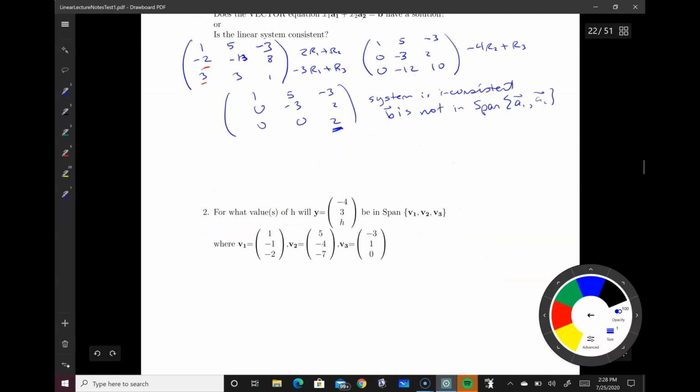All right, so same kind of question. Here's a vector y, and I want to know, is y in the span of these three vectors? So I want to find, is there an x1 times v1, is there an x2 times v2, and is there an x3 times v3 that gets me to the vector y? So that's the question being asked. So let's put together our augmented matrix.